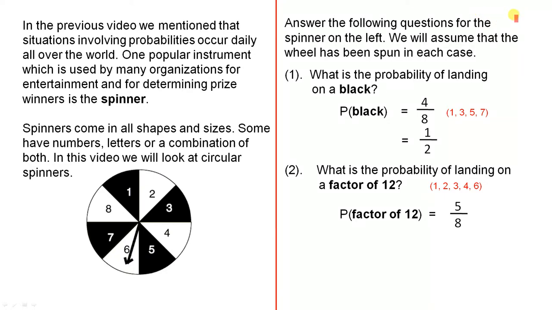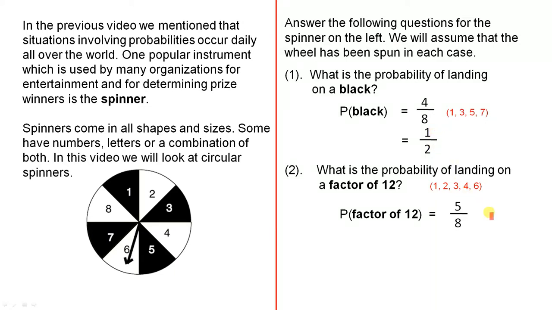Answer the following questions for the spinner on the left. We will assume that the wheel has been spun in each case. First question, what is the probability of landing on a black? Now if we look here, there are 4 black numbers, 8 altogether. So the black numbers are 1, 3, 5 and 7. They're actually the odd numbers, and that can be simplified down to a half. So the probability of landing on a black is 1 over 2.